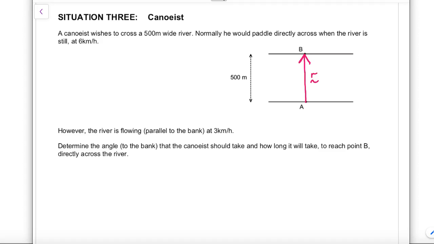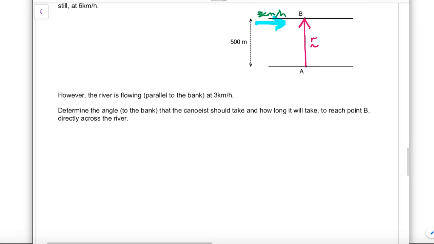However, the river is flowing parallel to the bank at 3 kilometres an hour. So going in this direction at 3 kilometres an hour. So obviously, if he swims straight across from point A, he is going to be taken downstream. So what we need to work out is what angle he's actually going to swim on so he does actually reach point B, to take into account the flow of the river.